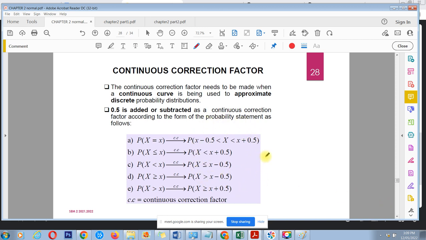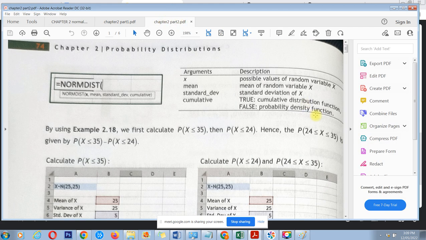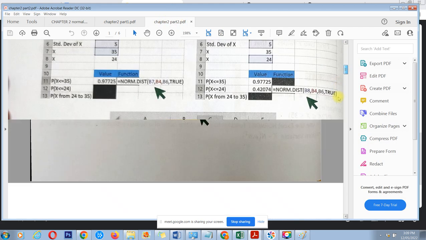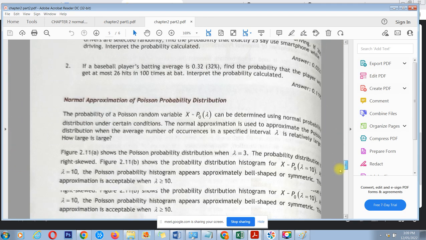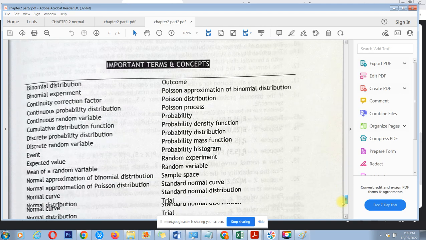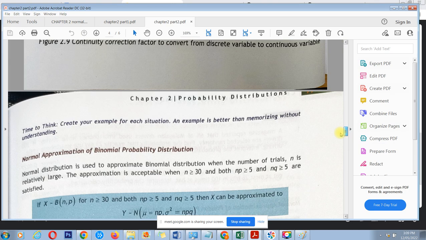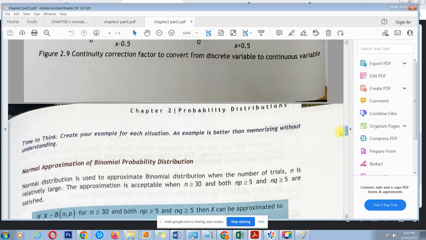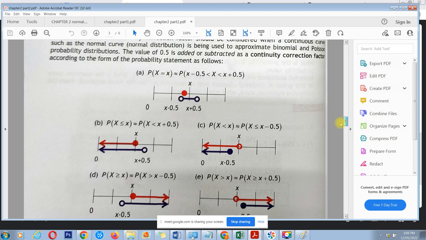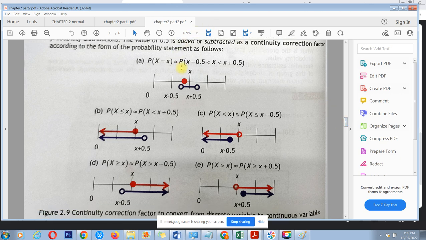So how to know what to add or subtract. So based on your logic lah, if you go to your book, okay, go to your book, we have a note here, page 76. Okay, here, so how to know to add or subtract the 0.5, nak tolak ke nak tambah.